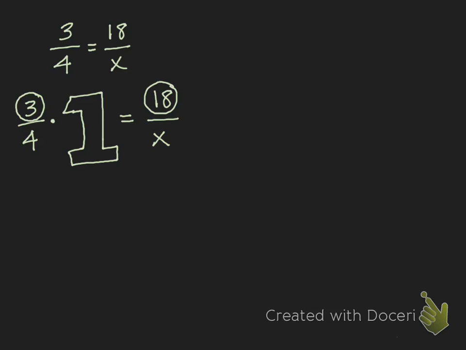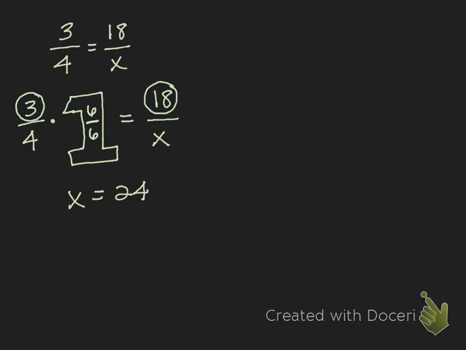So 3 multiplied by 6 would give me 18. But if I multiply this by 6, I also need to multiply my denominator by 6 so that I'm multiplying by a giant 1, and really remember multiplying by 1 does not change a value. So if I take 3, multiply it by 6, it gives me 18. If I take 4, multiply it by 6, it gives me 24. Therefore, in this proportion, x has to be equal to 24.